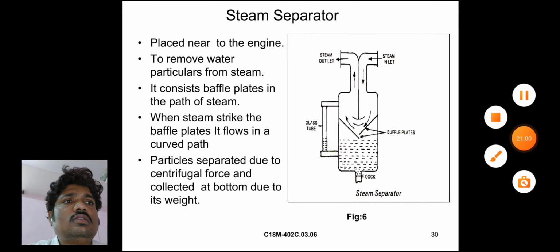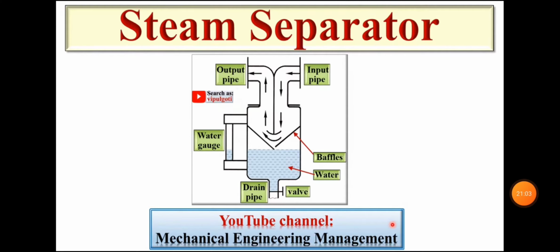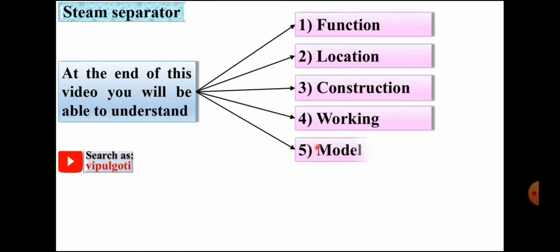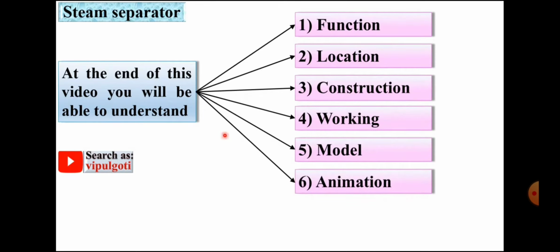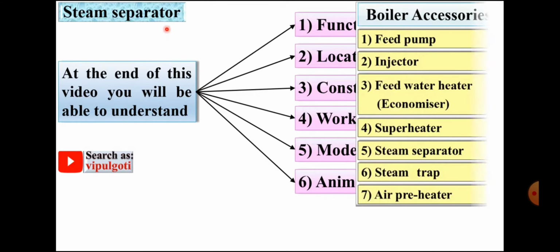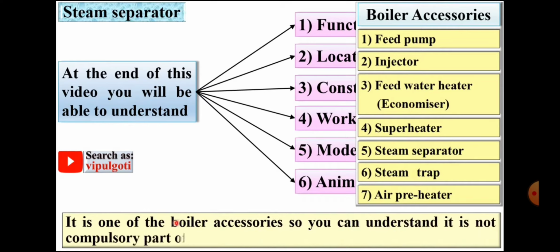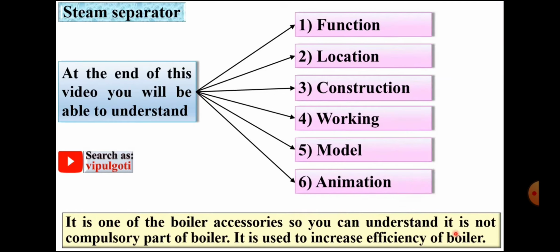This is called engineering management. At the end of this video, you will be able to understand the function, location, construction, working, model and animation of the steam separator. These are the different boiler accessories, and here you can see the steam separator is also one of them. So it is not a compulsory part of the boiler, but it is used to increase the efficiency of the boiler.